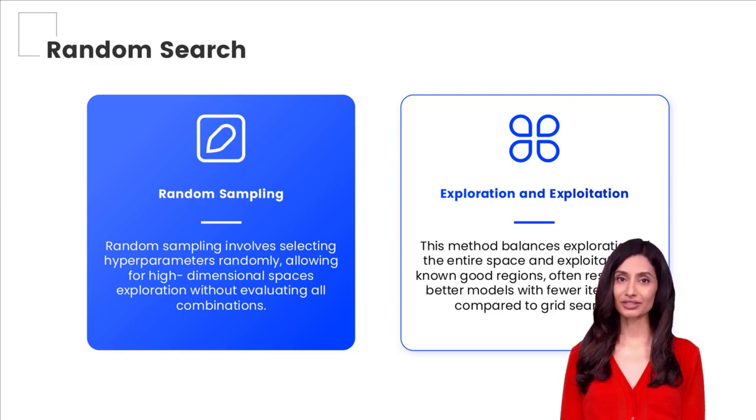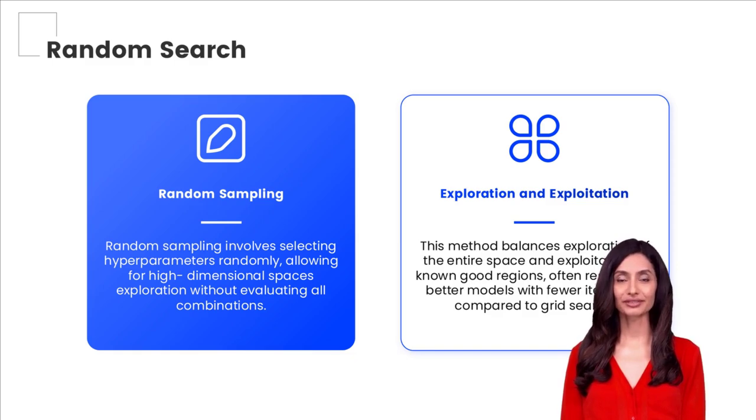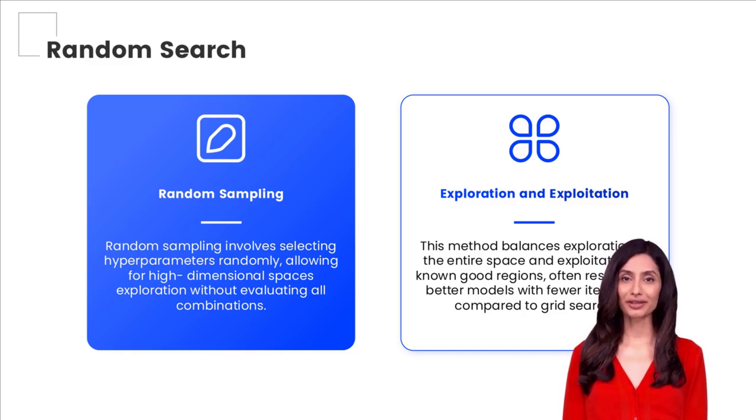Unlike the exhaustive grid search, random search adopts a more dynamic approach to hyperparameter tuning. By randomly selecting parameters to test, it efficiently explores the vast, high-dimensional spaces of potential model configurations. This strategy not only saves time, but often uncovers superior models by balancing the exploration of new areas with the exploitation of promising regions. With random search, we can achieve better model performance with significantly fewer iterations, making it a smart choice for optimizing machine learning models.